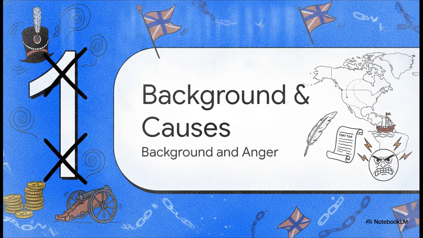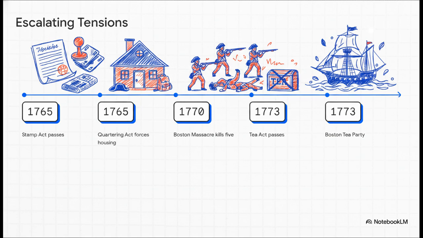Causes of the revolution. The background and anger. Let's look at exactly why these colonists got so incredibly frustrated. To really get this, you have to remember that Britain had just won the massive, super expensive 7 Years' War against France, and they were completely broke. Their big solution? Make the American colonies foot the bill.